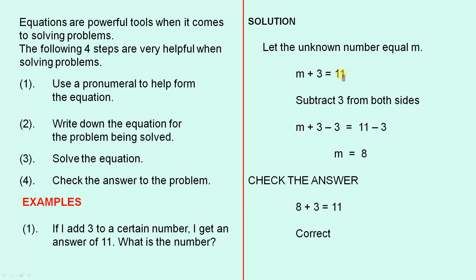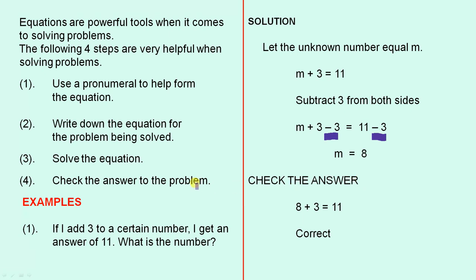So there's our equation. Now to solve it, here we have plus 3. So we perform the opposite operation to plus 3. That's what we saw in the previous lesson. So subtract 3 from both sides. All you do is do the opposite operation to addition. So m plus 3 minus 3, that's the operation we're doing, and we do the same operation on that side to keep the equation balanced. Plus 3 and minus 3 is 0, so we're left with m by itself. 11 minus 3 is 8, so m equals 8.